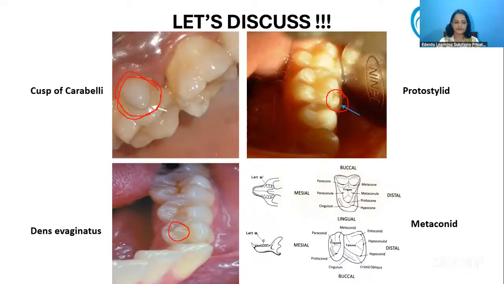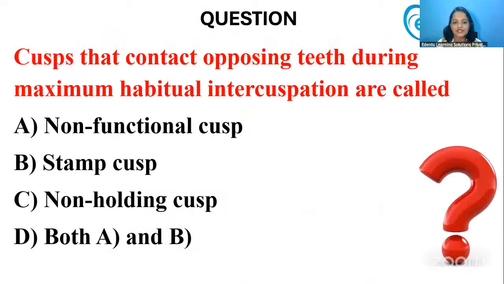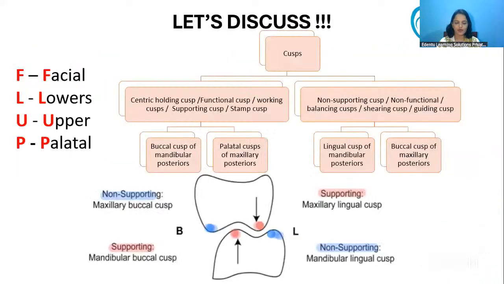The next question: the cusps that contact opposing teeth during maximum habitual intercuspation are called what? Are they called non-functional cusp, stamp cusp, non-holding cusp, or both non-functional and stamp cusp? What can it be called? Any ideas? Any guesses? It is called option B, stamp cusp. So let's see what the non-functional cusp, non-holding cusp or stamp cusp is.